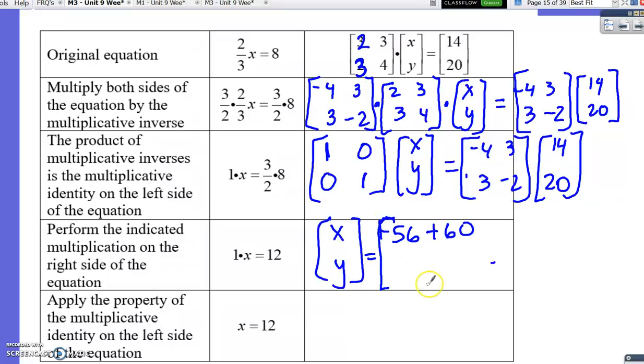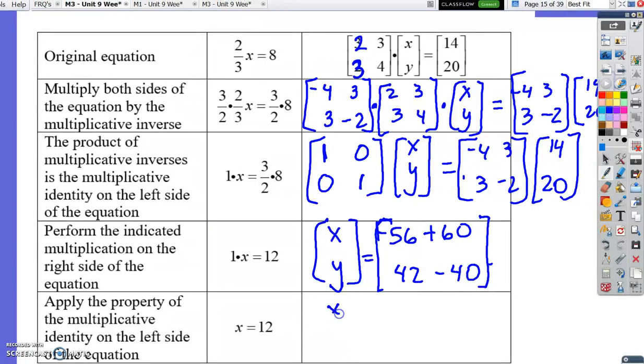So my words aren't going to match up perfectly, but we're going to do our best. And then we're going to do 3 times 14, which is 42. And -2 times 20, which is -40. So we're going to write down our answer. We've got x y, and then this becomes 4 and 2.